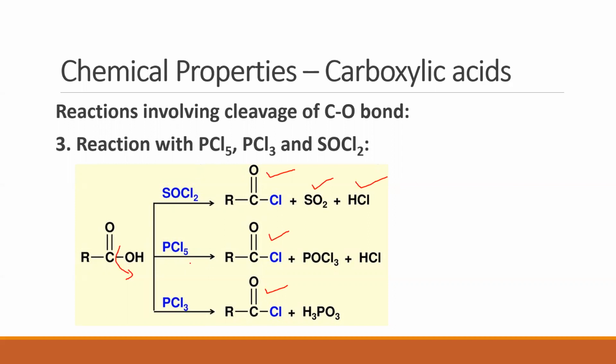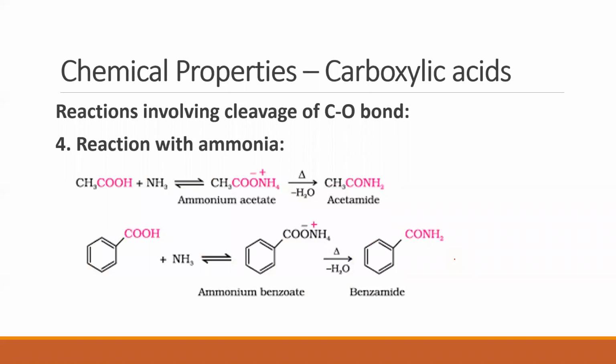This can react with PCl5, giving POCl3 phosphoryl chloride, and HCl is removed. And with PCl3, you need to take 3 moles of the carboxylic acid. So when you take 3 moles of the carboxylic acid, you get 3 moles of RCOCl and H3PO3, phosphorus acid. Okay, so pretty straightforward. Nothing much to understand. You can just apply whatever you studied in the previous chapters.